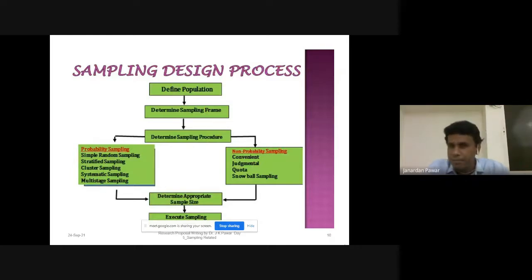Whatever your topic is, whether it is from computer science, management, commerce, education or economics, forget about it. Just apply this process of sampling to your topic. For example, my topic is related to management, so there should be a title in my mind.